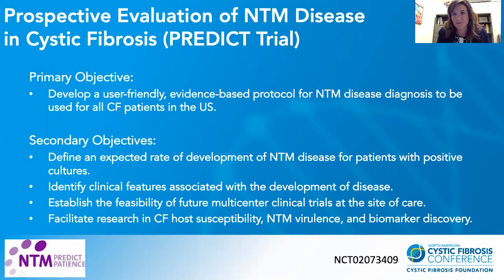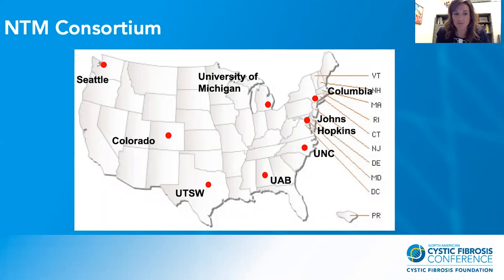So the PREDICT and PATIENCE trials began in Colorado in 2014 at the Pediatric and Adult CF Centers, and then were expanded to these sites here, now known as the NTM Consortium, in 2018. And these were sponsored by the CF Foundation and TDN Coordinating Center. And sites were chosen due to their interest in NTM research, their relatively high prevalence of NTM in their community, and also due to their broad geographic distribution.